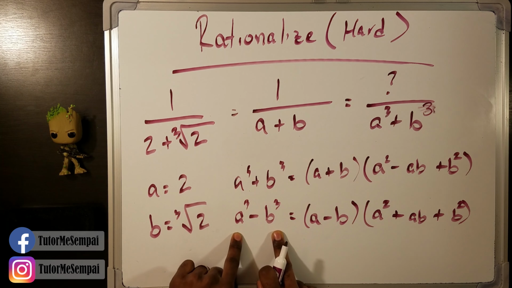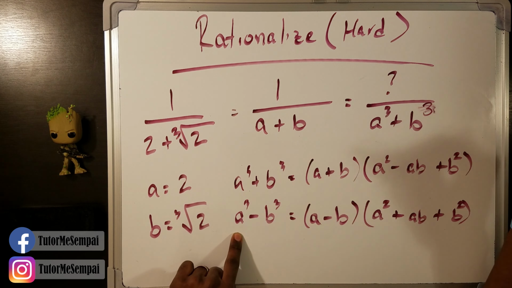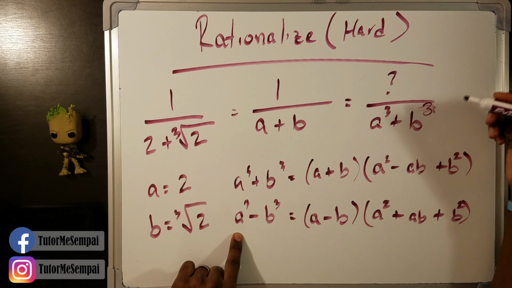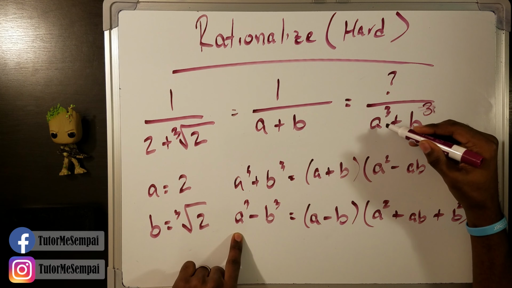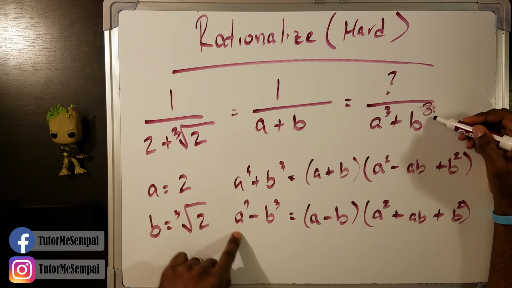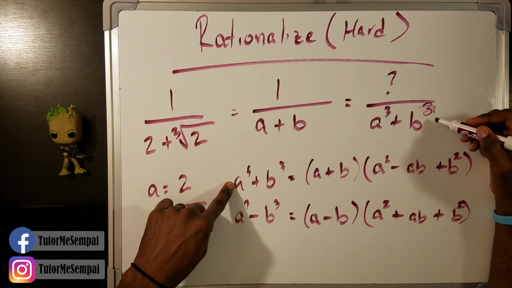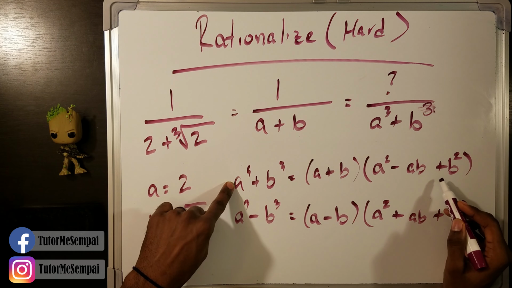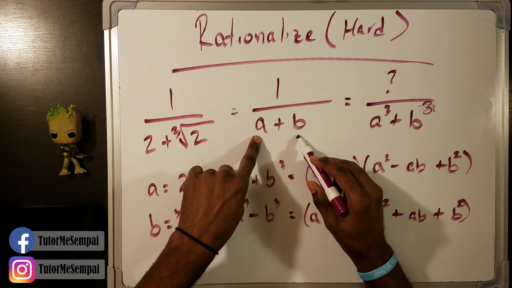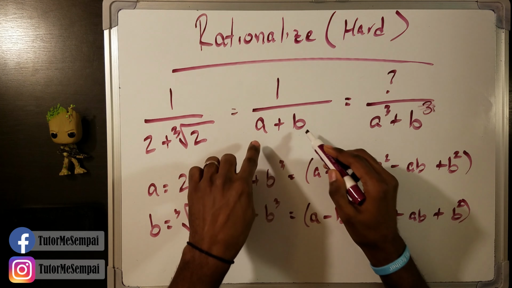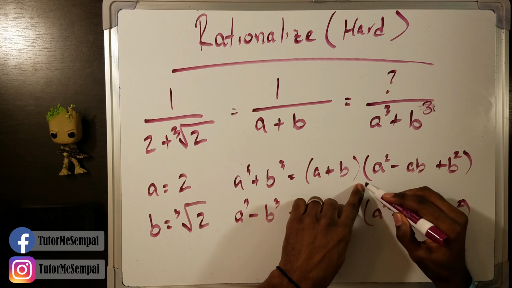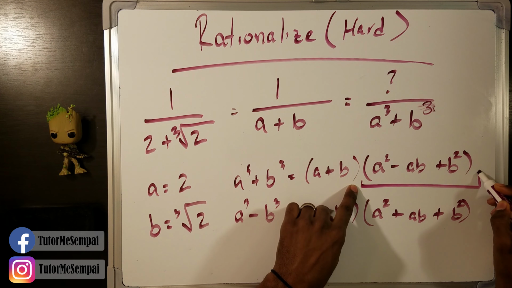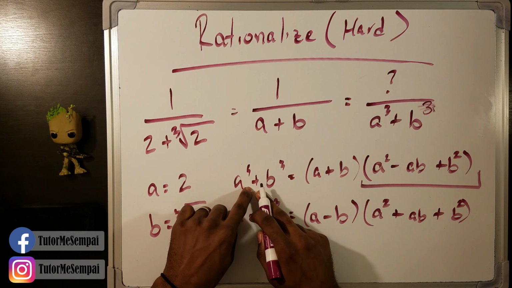Are you seeing something that's going to help us here? Well, remember where we're trying to go. We looked into our future. We're trying to get this, an a cubed plus b cubed. What do we need? Well, we need an a plus b times whatever this is, right? Well, we have an a plus b. So technically, in order to get from point A to point B, all we need to do is multiply top and bottom by this, whenever you're dealing with the sum of perfect cubes.